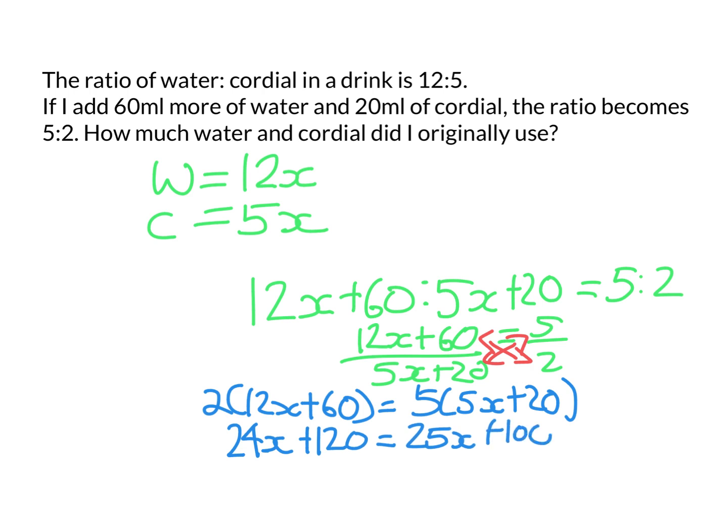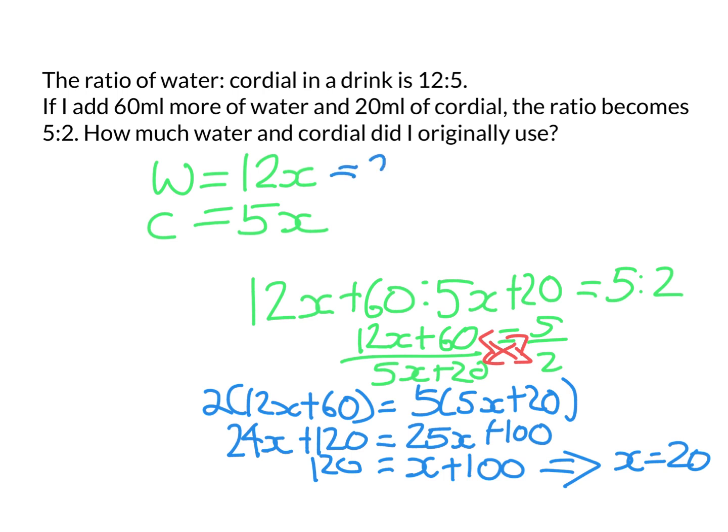From this, we can simply subtract 24x from both sides. And clearly you can see if x plus 100 equals 120, x equals 20. So we're not done. We haven't found the answer, we've just found x. If x is 20, that means the amount of water used is 12 times 20, which is 240 mils. The amount of cordial used is 5 times 20, which is 100 mils.